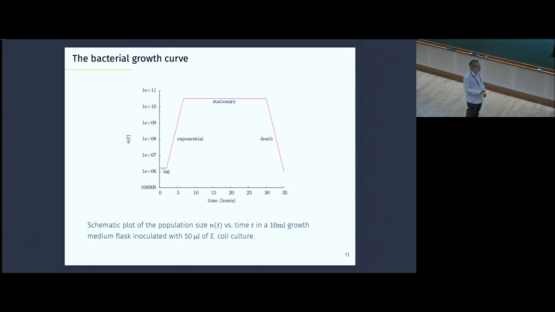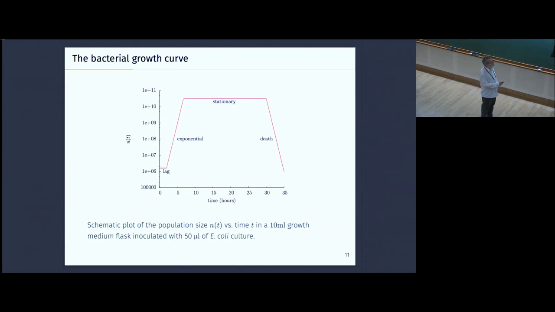So in this environment, the lifetime before reproduction is about 20, 25 minutes, because it is a poor medium. And this is called the exponential phase. In this exponential phase, it looks like a straight line on this log-linear plot. And then they reach a pretty sudden stop, as it looks in the diagram. This happens when the medium is exhausted.